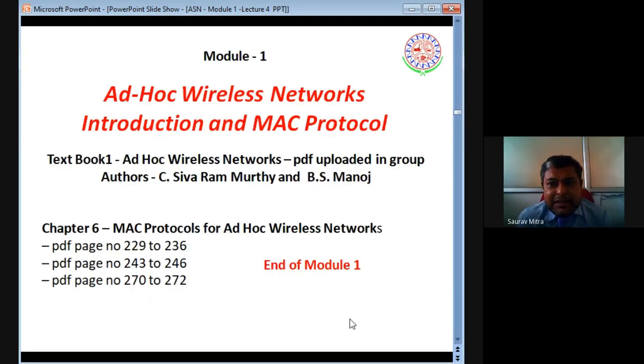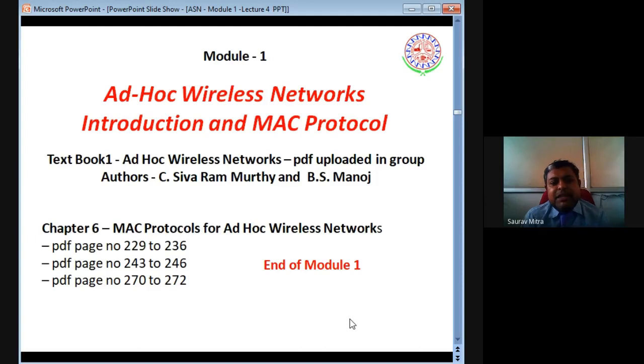Go for the next slide. Please take a screenshot of this slide. I'm giving you some 5-10 seconds because these are the page numbers from chapter 6 for MAC protocol for ad hoc wireless network. The page numbers are 229 to 236, 243 to 246, and 270 up to 272.